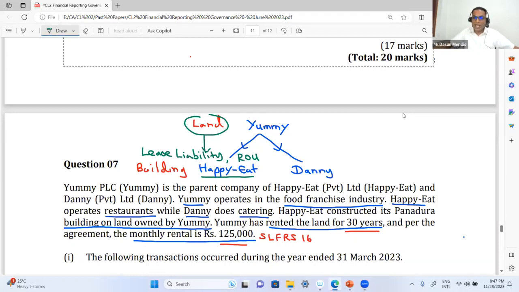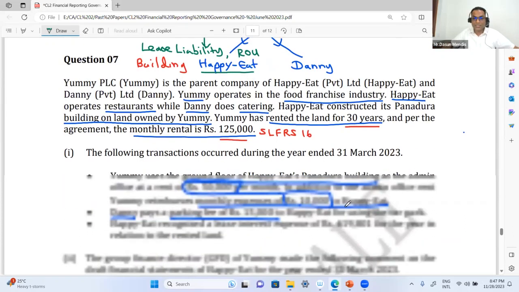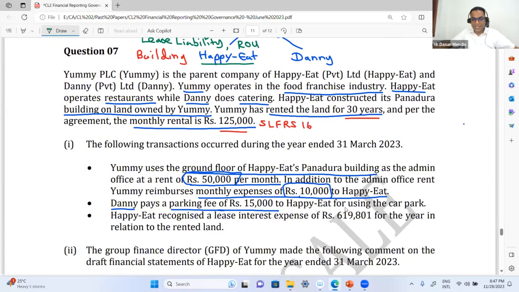When you have a lease liability, which is a financial liability, right? So lease liability has to be subsequently accounted at amortized cost. When you account the lease liability at amortized cost, what will happen? It results in lease interest expenditure. For the year, 619,801 is the interest expenditure. You know what I'm saying?